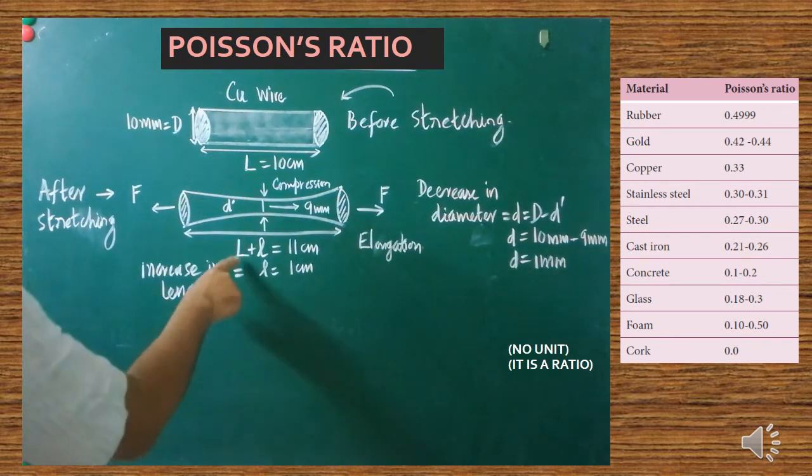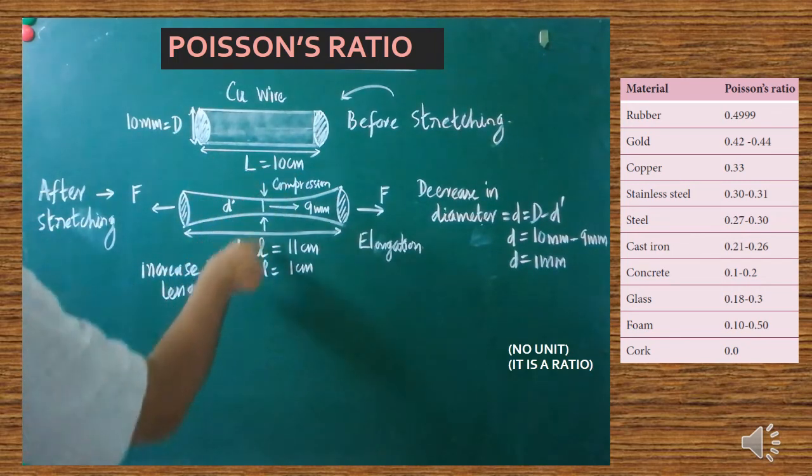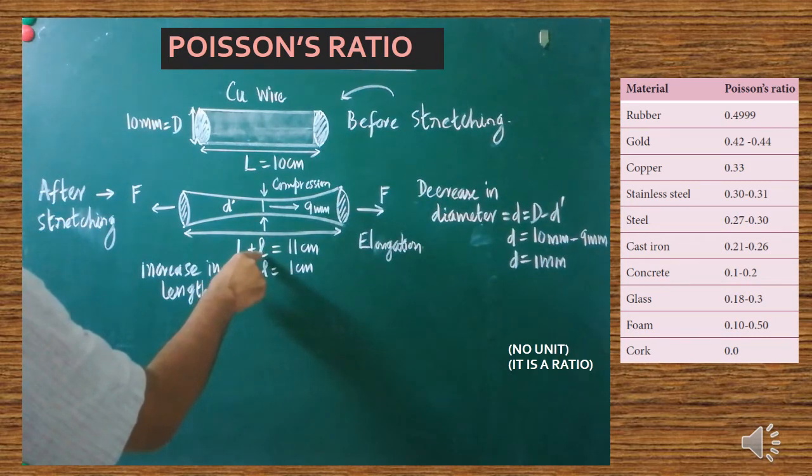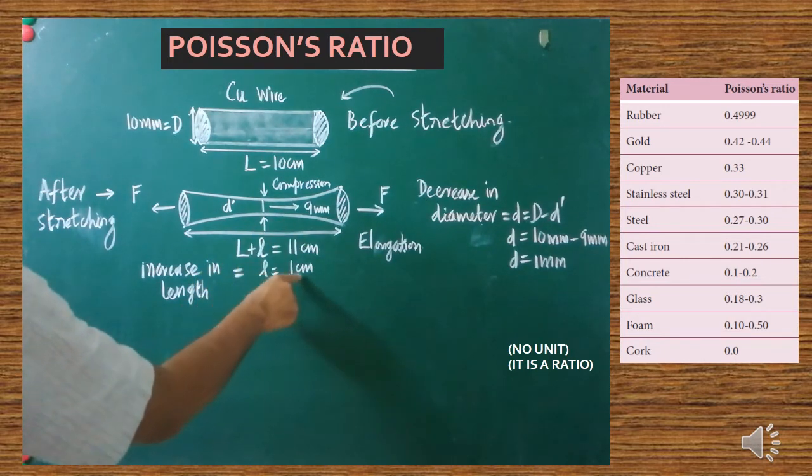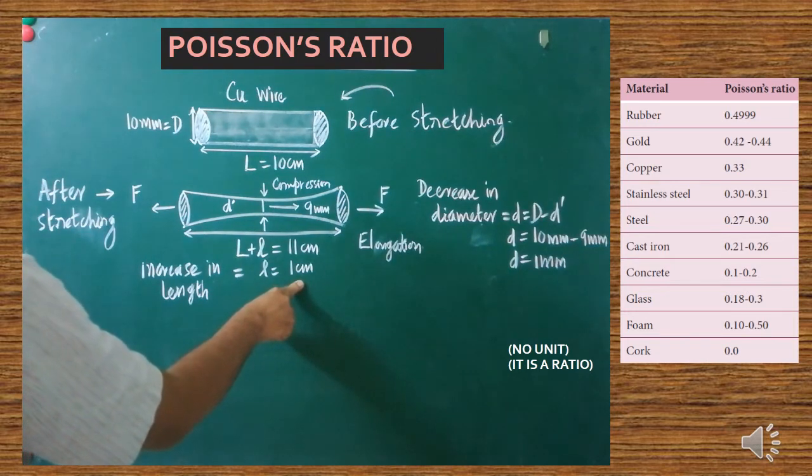So what is the new length now? Original length is 10 centimeter. Apart from that, one more additional length is increased. That is small l. So L plus l is equal to 11. Therefore, increase in length is how much? 1 centimeter. Increase in length is 1 centimeter.